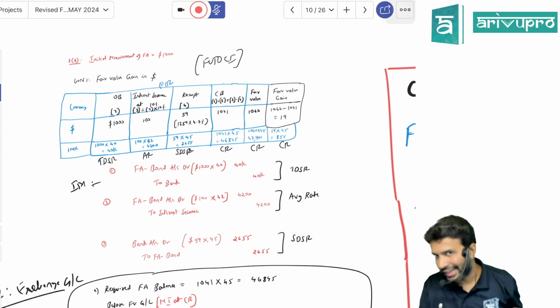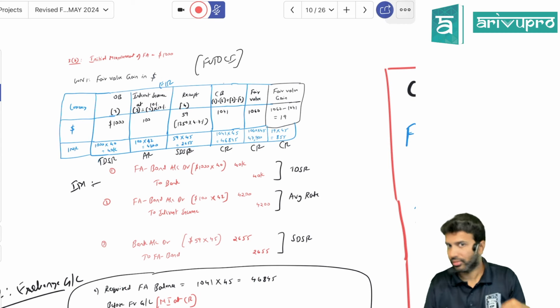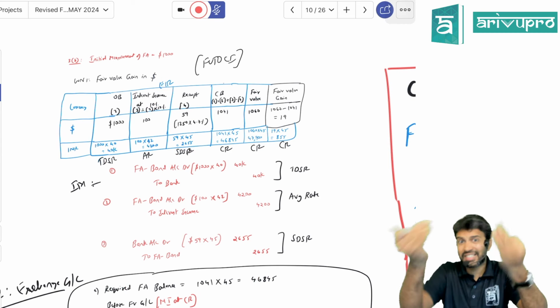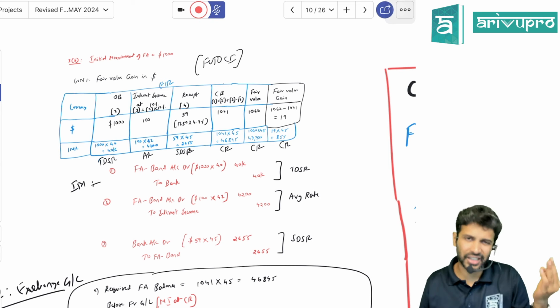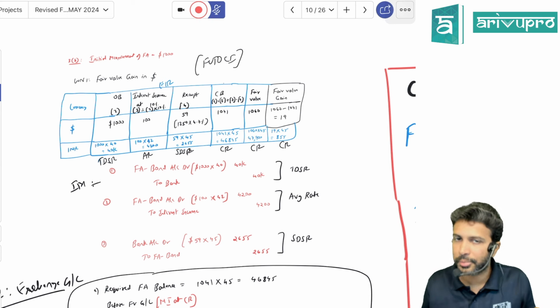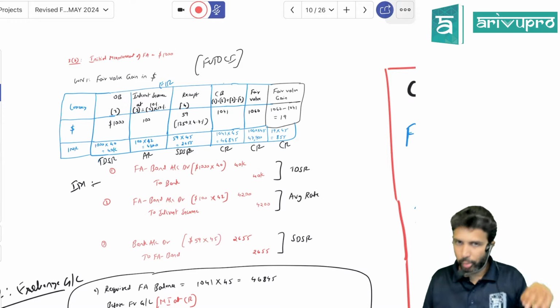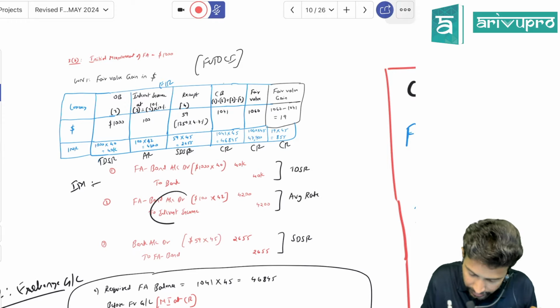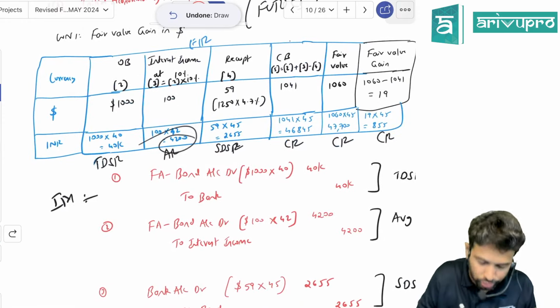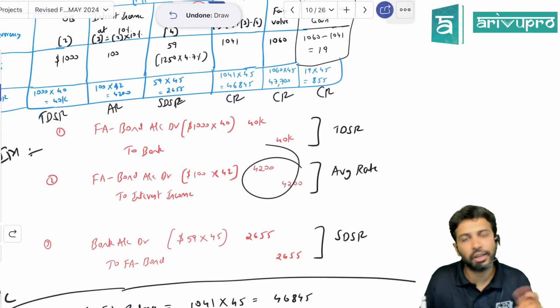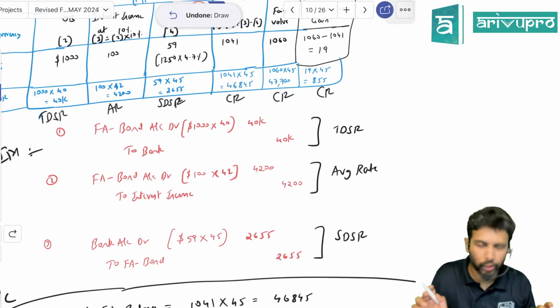On this bond, you'll get interest, right? Interest income, not interest receipt. Interest income is accounted using the effective interest rate. So what is the journal entry for interest income here? Financial asset bond account debit to interest income. You already did that. Interest income is 4,200. So pass this entry. This is done using the average rate, which we have converted and also shown here. Yes, sir.